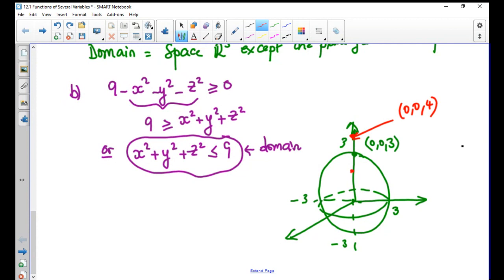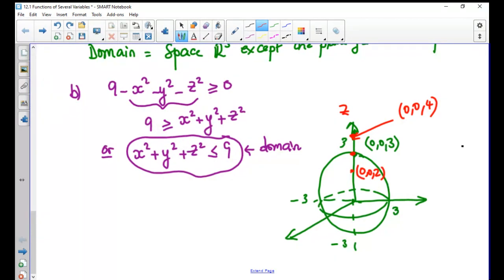Take a point inside the sphere. Can you give me a point inside the sphere? Let's stay on the z-axis: 0, 0, 2, because the radius is 3. Find x squared plus y squared plus z squared. What is the value of that? 4. Is it less than 9 or greater than 9? Less than 9. So when you have a sphere, you should remember this: on the sphere, equal.